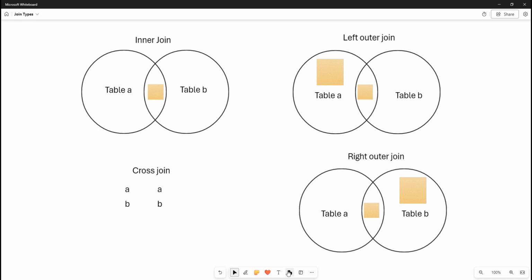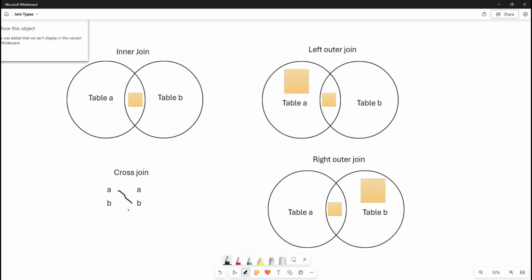Now what a cross join will do is multiply everything that's in table A with everything that's in table B. So we can connect table A to table B and table B to table A. And let's draw a little line like that. Okay, so this is going to take A and multiply it by B and take A and multiply it by A. Then it'll also take B and multiply it by A and B and multiply by B. So this works as kind of like a multiplication table, so that you would end up with AA, AB, BA and BB.